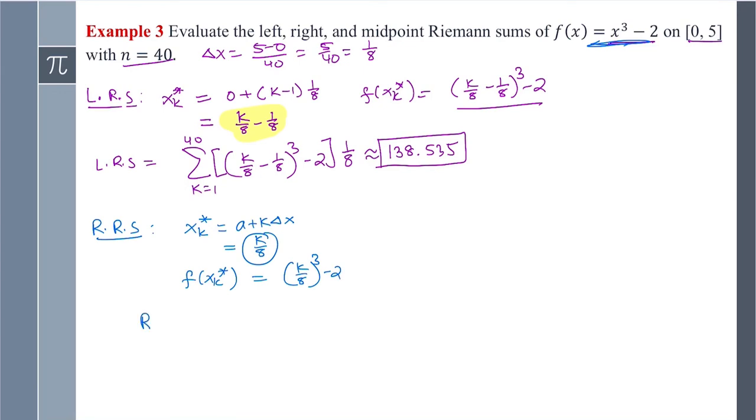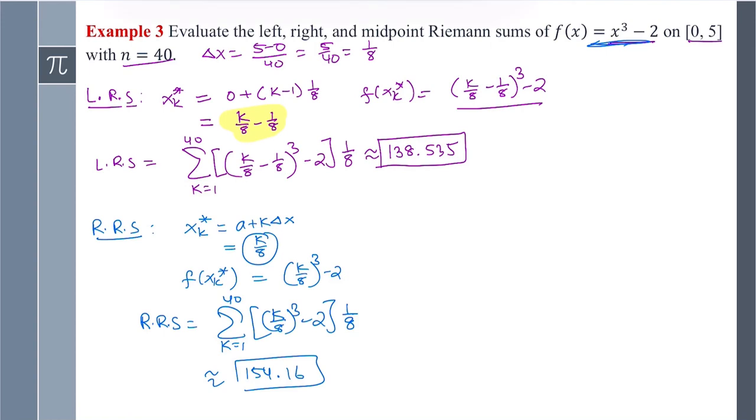Now the right Riemann sum is given by the sum from k equals 1 to 40 of f of x sub k star, which is k over 8 cubed minus 2. Then we multiply this by delta x, which is 1/8. Again, if we put this into the calculator, we are going to get 154.16.